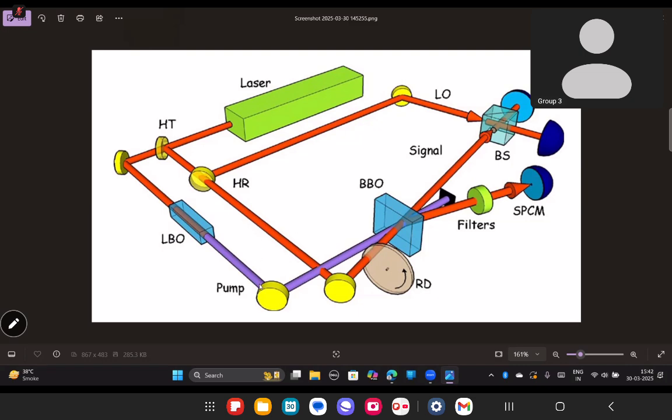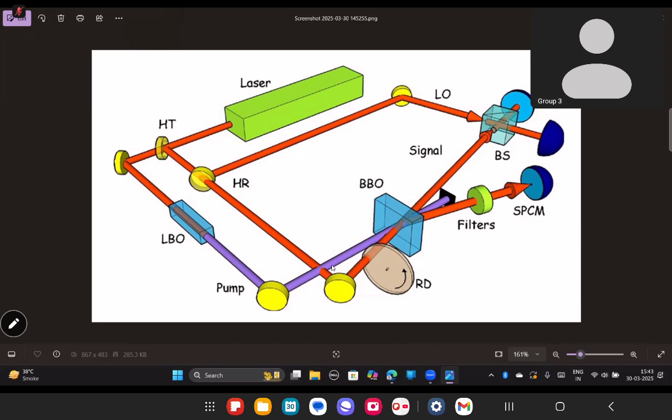And this 400 nanometer light is directed onto the BBO crystal, the barium borate crystal, where the PDC process occurs. This generates the signal and idler photon pairs. To create the thermal state, as we want to create the SPATs, the single photon added thermal states, part of the laser beam is directed using the HT and HR. HT and HR are transmissive and highly reflective mirrors.